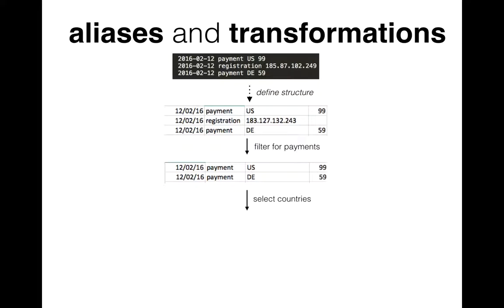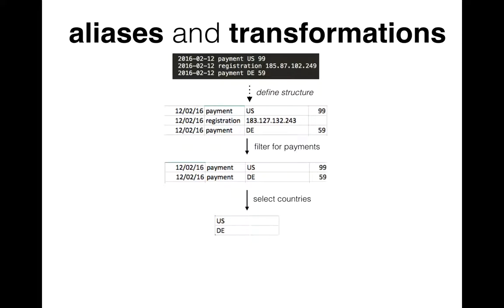Another type of transformation is, for example, only selecting one or more columns. Here we only select one column for this data set. This is again a transformation, and it will create a new alias. And here is the point for Pig. It works with aliases and transformations, and with these aliases and transformations, you build up your data flow.